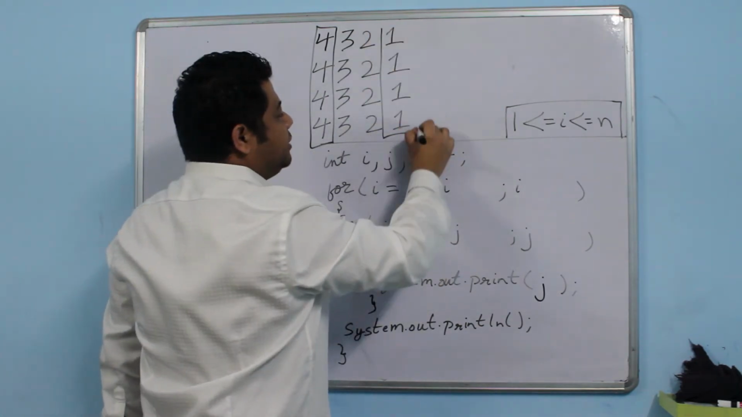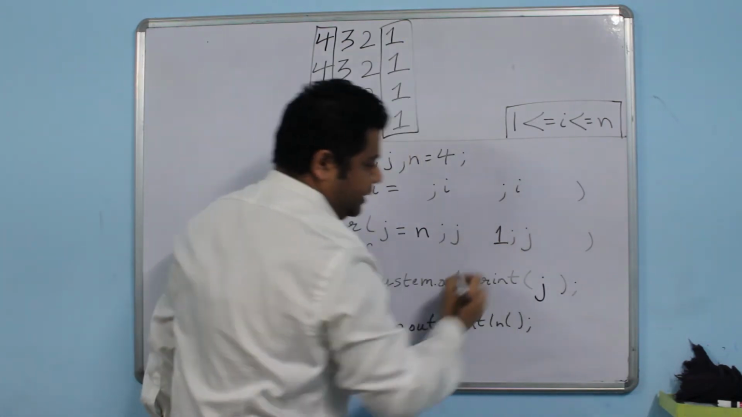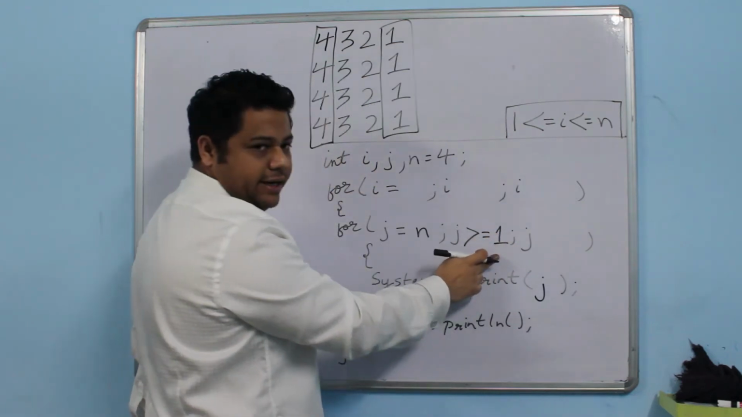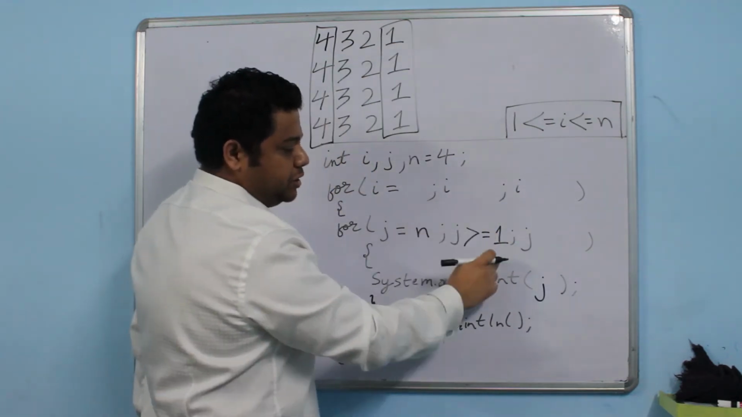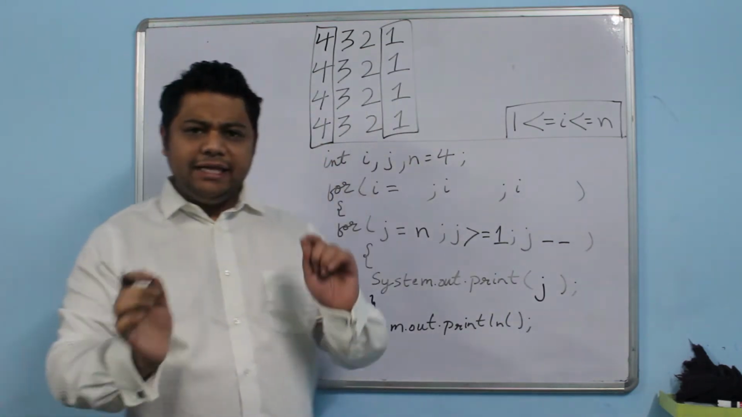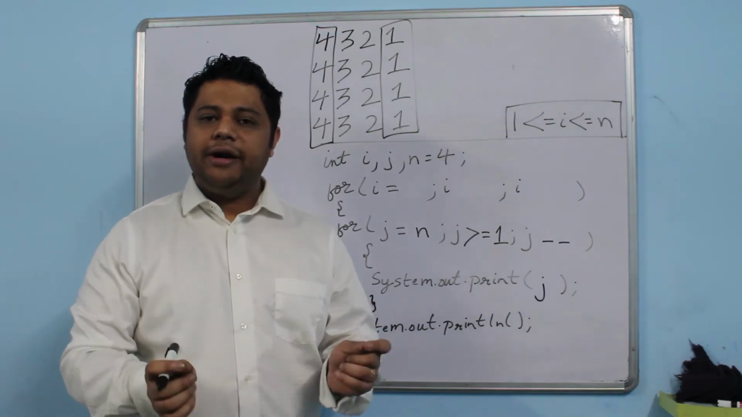And the ending point of J will be all 1, which means the ending point of J is 1. And we know the relation N is greater than or equal to 1. And from a bigger number you are going to a smaller number, so J will be minus. Again the same rule applies to the I loop. Either you can use 1 to N or N to 1.